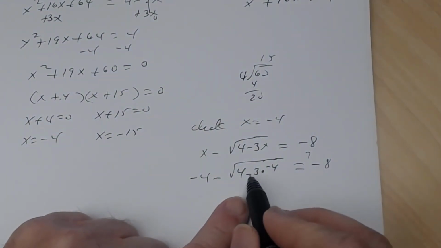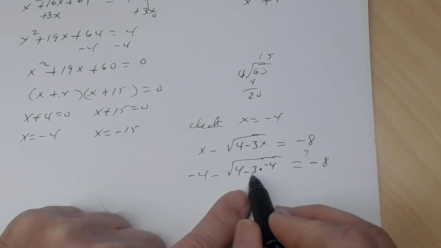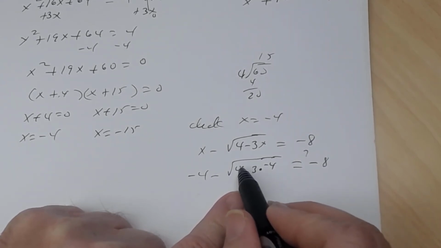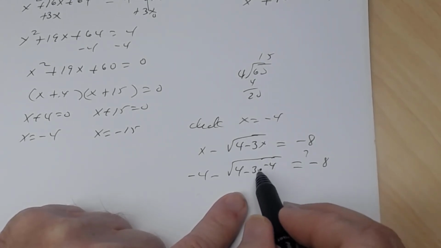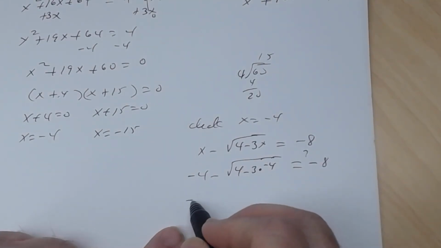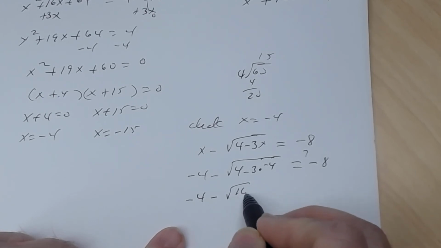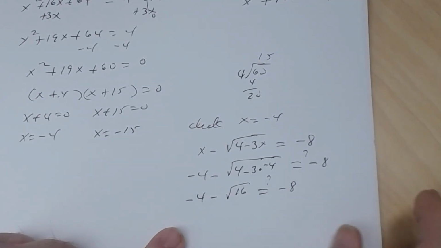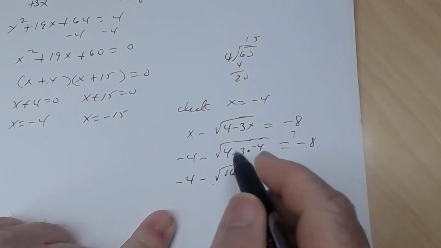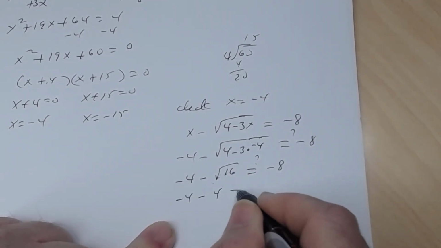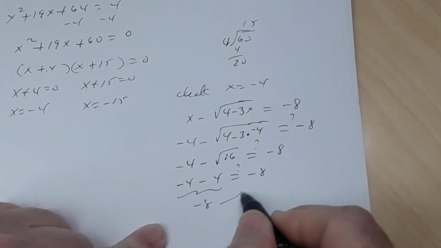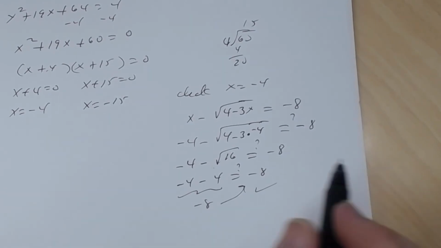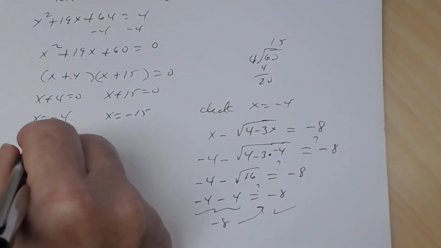Let's simplify this right here. Now be careful. This is 4 subtract 3 times a negative 4, which means the same thing as 4 plus a negative 3 times a negative 4. A negative 3 times a negative 4 is positive 12. 12 plus 4 is 16. So here's what I get: negative 4, subtract the square root of 16, and I want to see if that's going to equal negative 8. The square root of 16 is 4, so this becomes negative 4 minus 4, and I want to see if that's equal to negative 8. A negative 4 and a negative 4 is a negative 8, and so they do equal. So this is a solution.